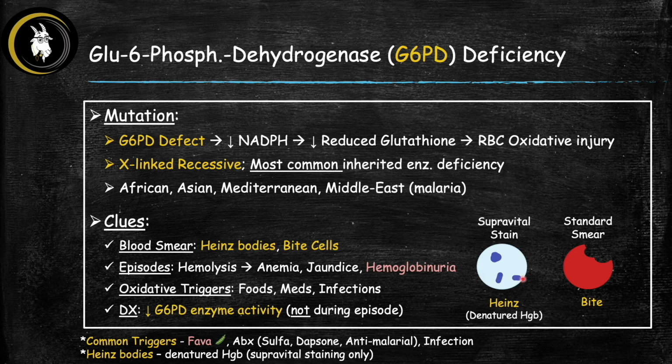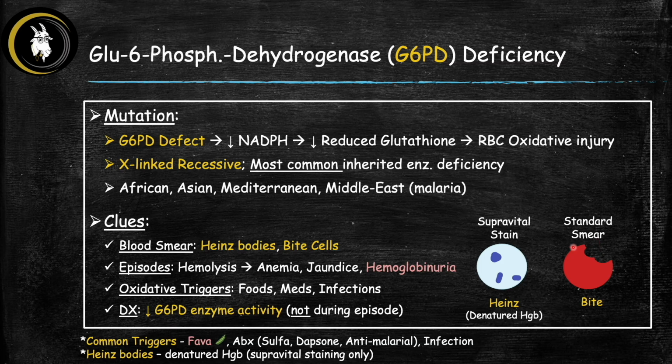Number two is bite cells, and this is something that you can see on a standard blood smear. And this is exactly what it sounds like. The red blood cells look like they've had a bite taken out of them, and that's because they basically have. As these red blood cells circulate through the spleen, the splenic macrophages try to selectively remove these Heinz bodies from them. So they basically take a bite out of them, and this leads to the formation of the bite cells.